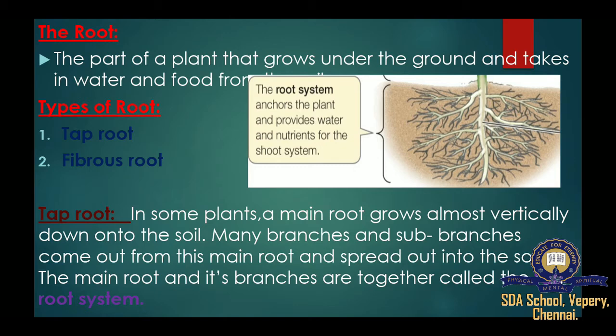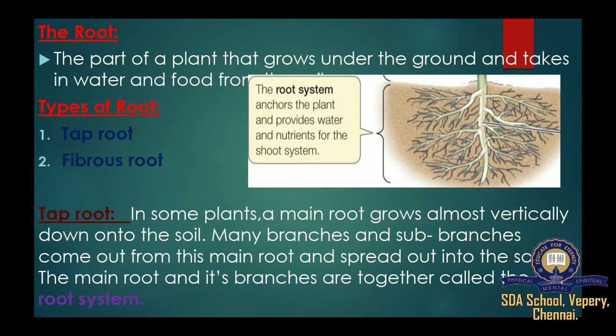The root. The root is usually the underground part of the plant. It is primarily responsible for the fixation and absorption of water. The root with its branches is known as the root system. Now we move on to look at the characteristics of the root in various plants. The root is the descending portion of the plant's axis.